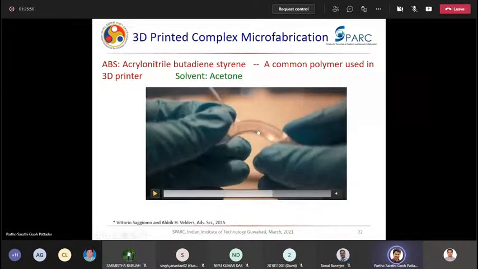So you can embed some heating arrangement within this microfluidic device also, so that you can heat at a particular position and you can do some reaction in this microfluidic device. So this is one example, and here I'm showing another example.